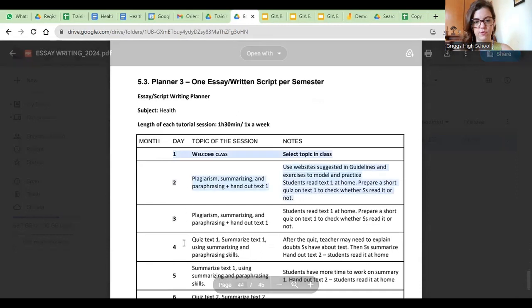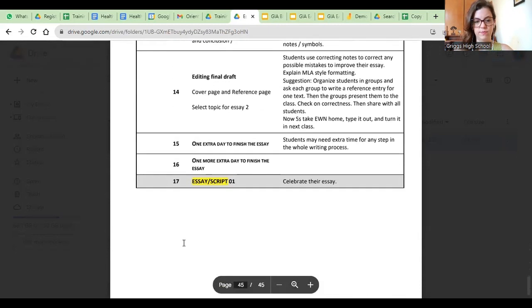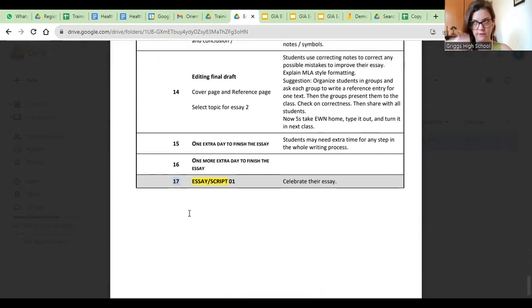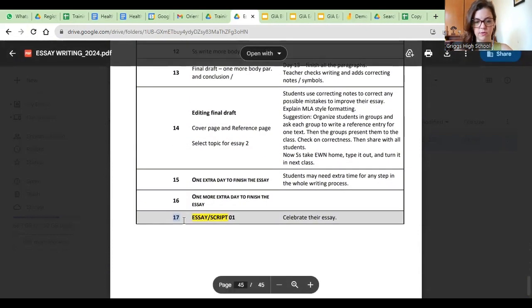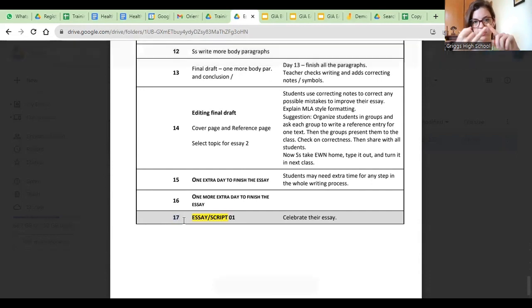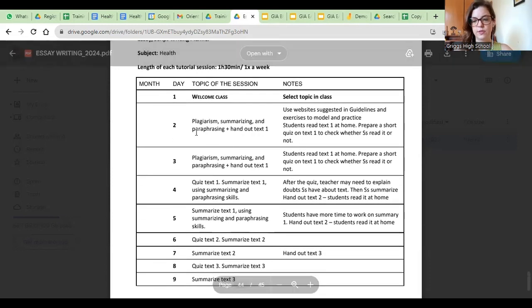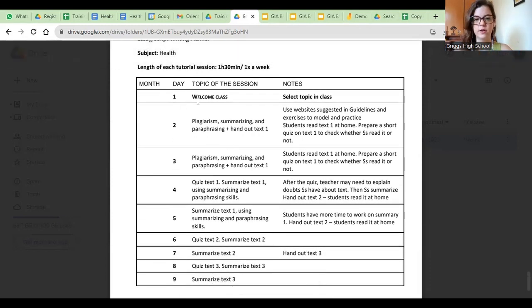So your course divided into 17 classes. You have 20 classes, but it's counting only 17 because of field trip, exam, review. Then you have everything that you could do. This is a suggestion. What could you do?